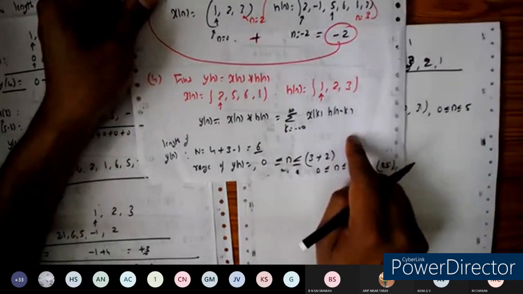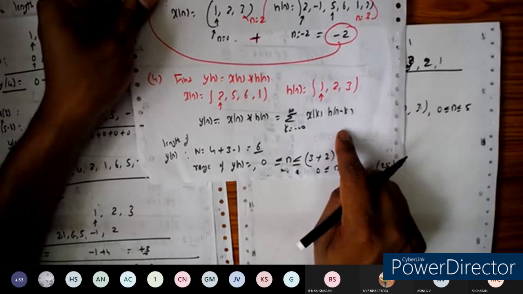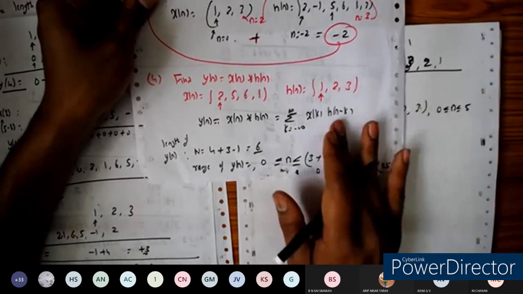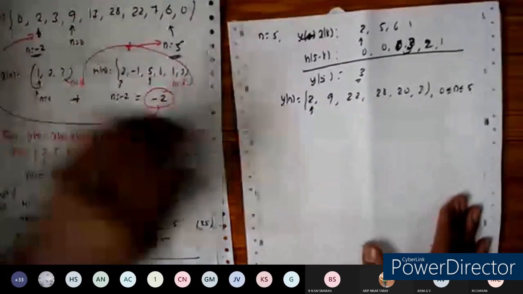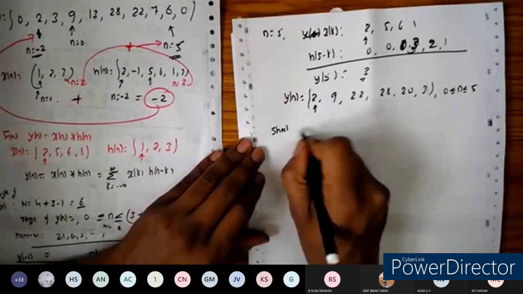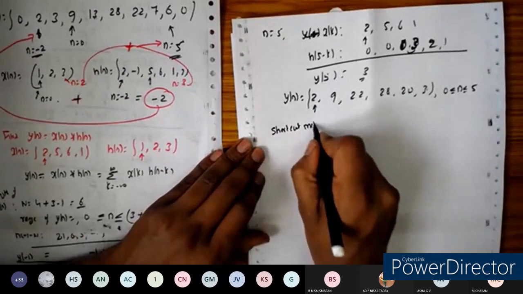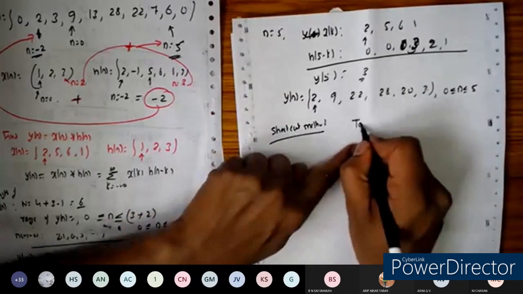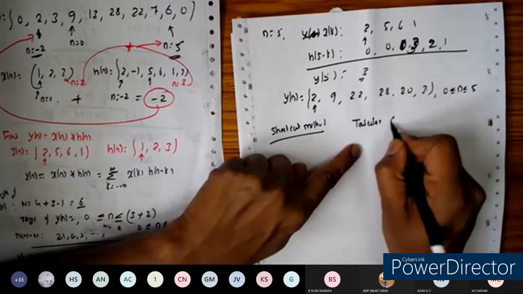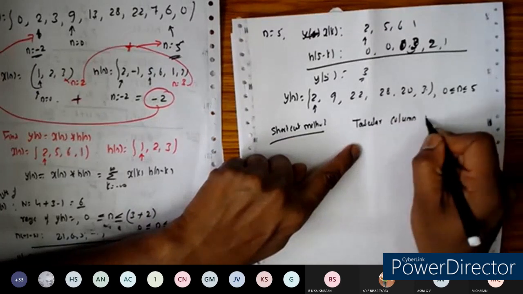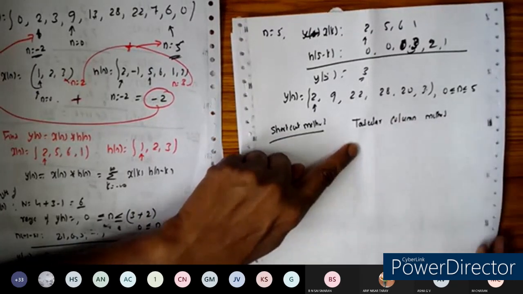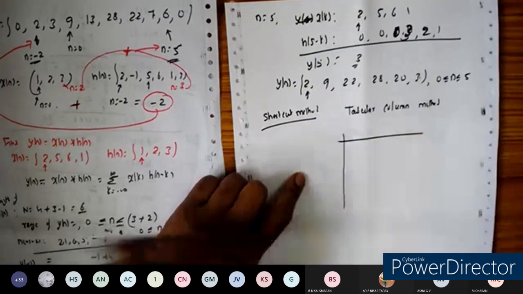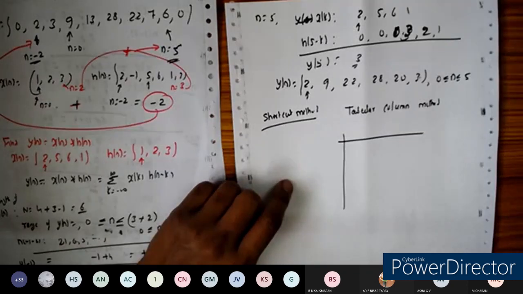Use this shortcut method only for competitive exams, not in the theory exam of signals and systems, because you will not get full marks if you use that method. Okay, the shortcut method for verification is called the tabular column method. What I'm going to do is split into two columns, two tables.